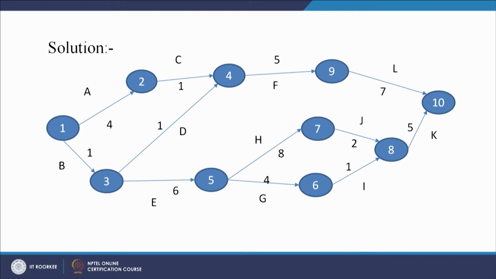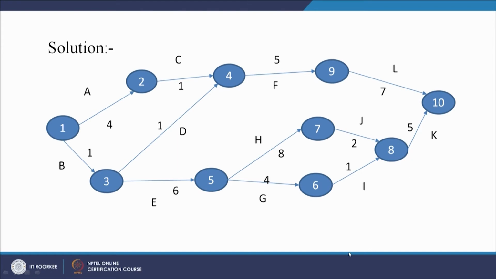Now you see, the second stage is to see what are the number of paths available here. So one path, if we start from node 1 and follow the direction of arrows, is 1 to 2, 2 to 4, 4 to 9, 9 to 10. This is one path. Then 1, 3, 4, 9 and 10, second path. 1, 3, 5, 7, 8, 10, another path. 1, 3, 5, 6, 8 and 10, another path.